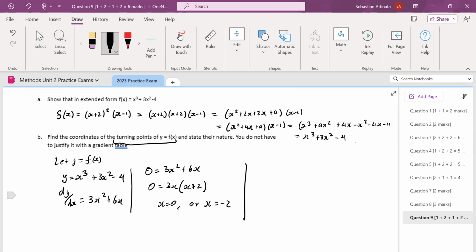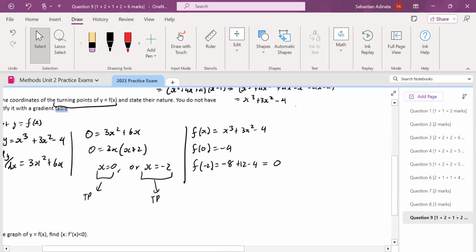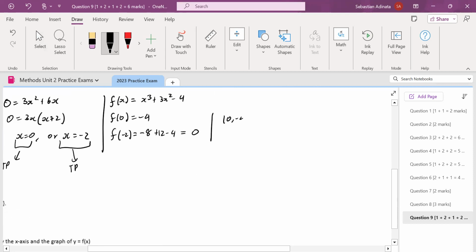So find the coordinates of the turning points. We have to find the coordinates, we'll sub back in each individual coordinate. So we found there's a turning point here and a turning point here. In other words, turning point at x equals 0 and x equals -2. So let's sub that back into f of x. This will find the y coordinate of the turning point. f of 0 is -4 and f of -2 equals -8 plus 12 minus 4, which equals 0. So our coordinates are 0 and -4 and -2 and 0.